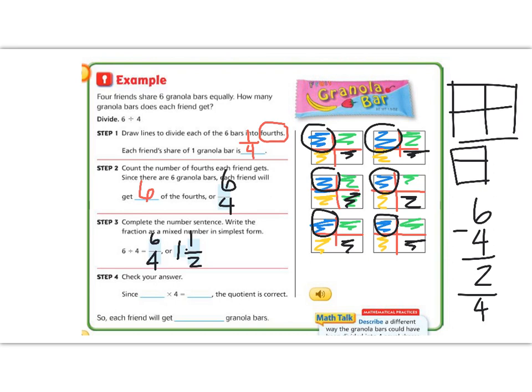Let's finish step 4. It says, since 6/4 times 4 equals 6, then each friend will get 6/4 or 1 1/2 granola bars. Great job so far, 5th graders. Let's move on to the lesson activity.